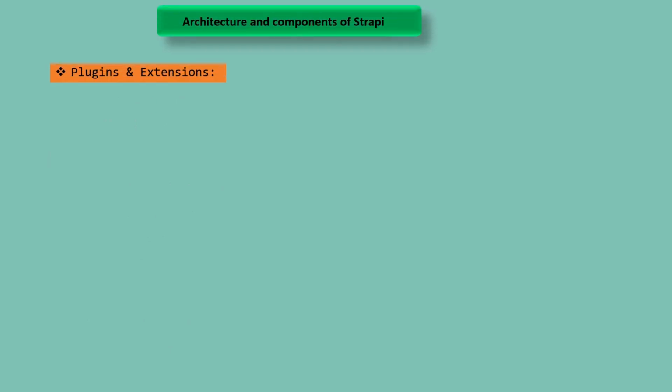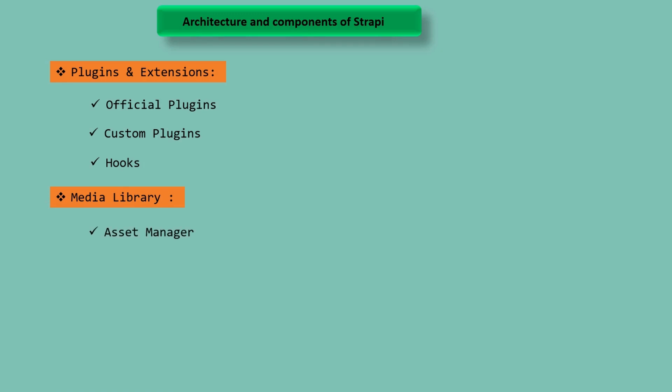Architecture and components of Strapi. Plugins and extensions. Official plugins, provided by Strapi for common functionalities like authentication, content types. Custom plugins, developed to extend Strapi's capabilities based on specific project requirements. Hooks, allow developers to inject custom code at predefined points in the system. Media library. Asset manager, manages and serves media files, images, videos, documents. Integration with API, enables fetching and serving media through the API.